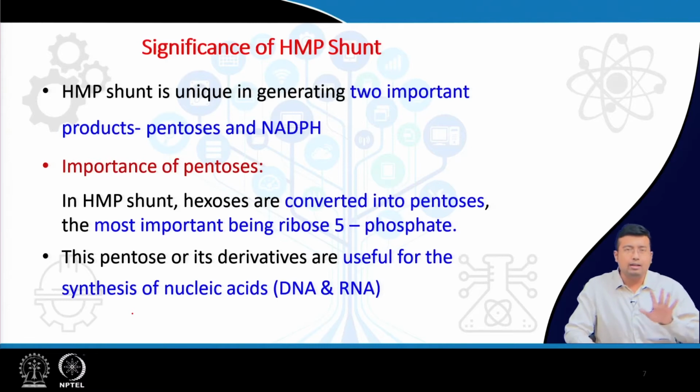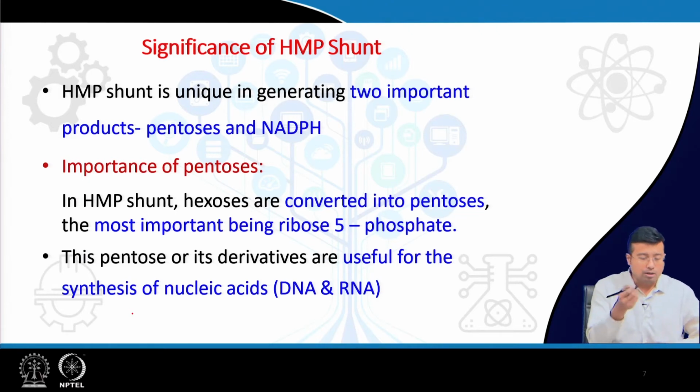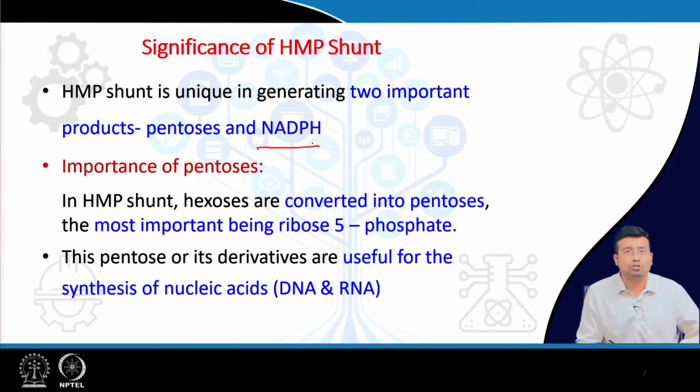Now, we already have discussed briefly the significance of the HMP shunt, that is, it plays a major role to produce two most important compounds: number one, pentose sugar for formation of DNA and RNA, as well as NADPH. I also told you something in the last class. It might appear trivial, but it's very important.